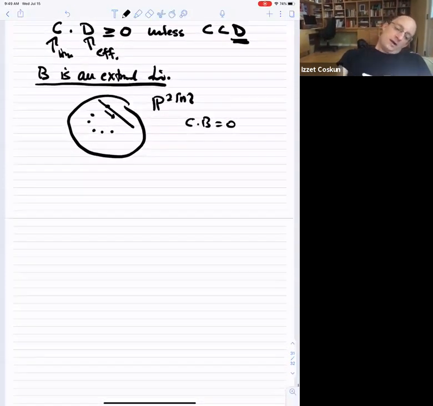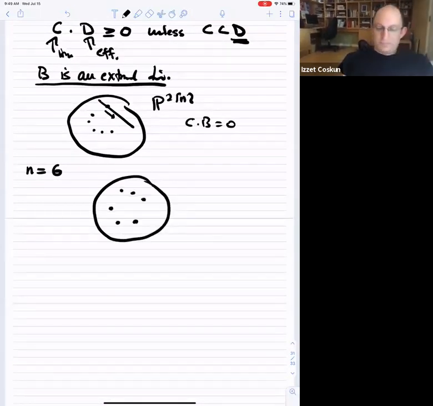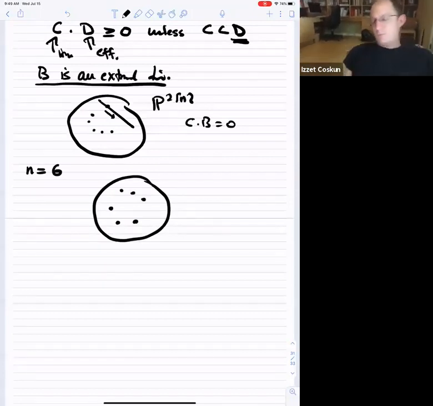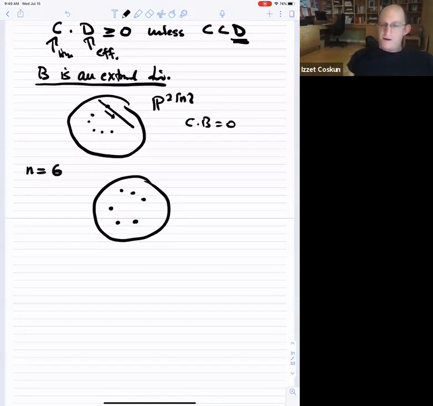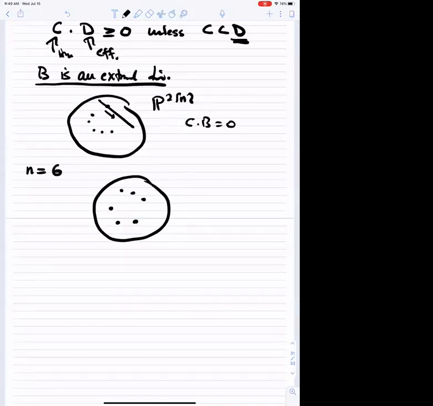Now, the next question that I want to ask is with n equals 6. If I have 6 points, what's the most special codimension 1 configuration that 6 points can be in? Again, you know the answer, so somebody should tell me. They lie on a conic. Yes, they lie on a conic.